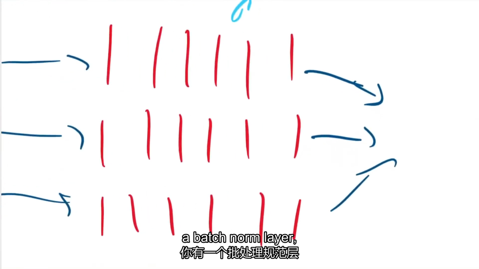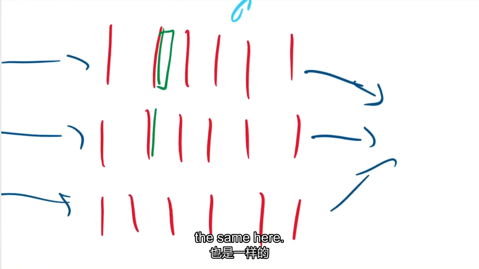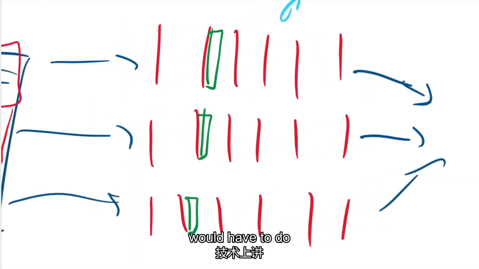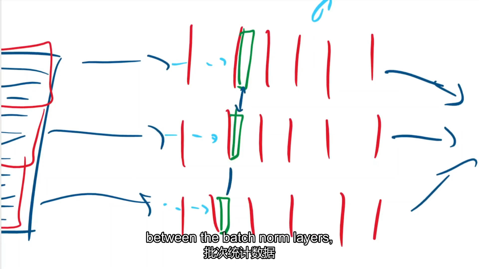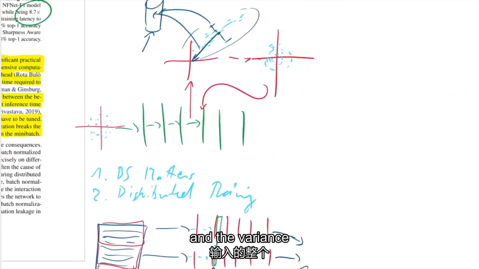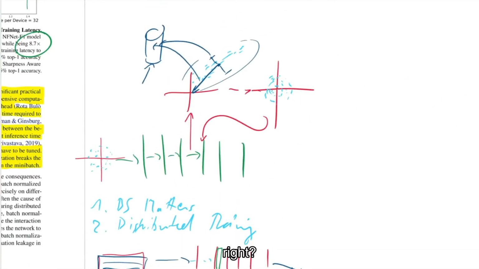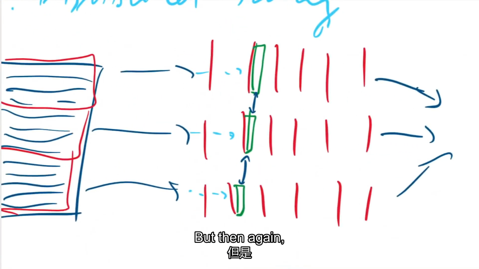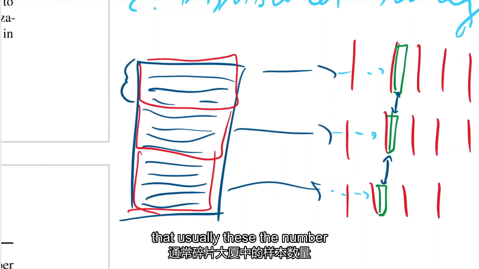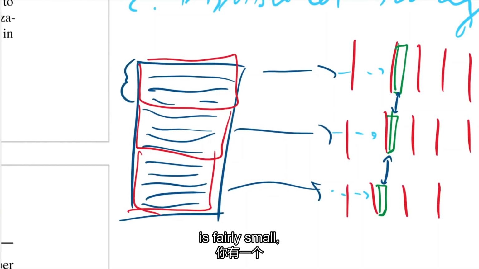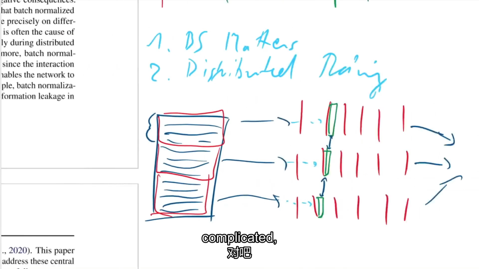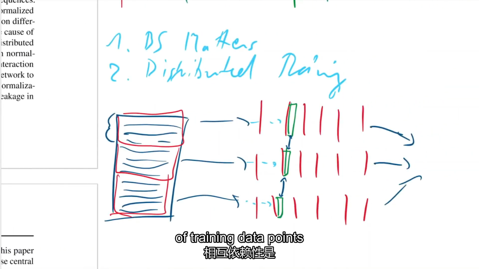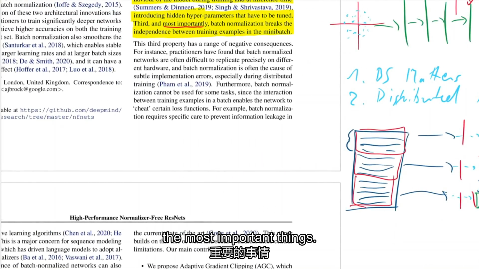But now imagine if you have a batch norm layer right here, it's going to be the same here, and it's going to be the same here. What you would have to do technically is forward propagate the signal right here to the batch norm layer, and then you'd have to communicate these batch statistics between the batch norm layers, because otherwise you don't have the mean and the variance over your whole batch that you feed in, right? You can opt to not do this computation, but then again you run into the problem that usually the number of samples in the shard is fairly small and you have a bad approximation. So batch norm just kind of makes certain things complicated, right? And this interdependence of training data points is one of those things, and they call it the most important one.